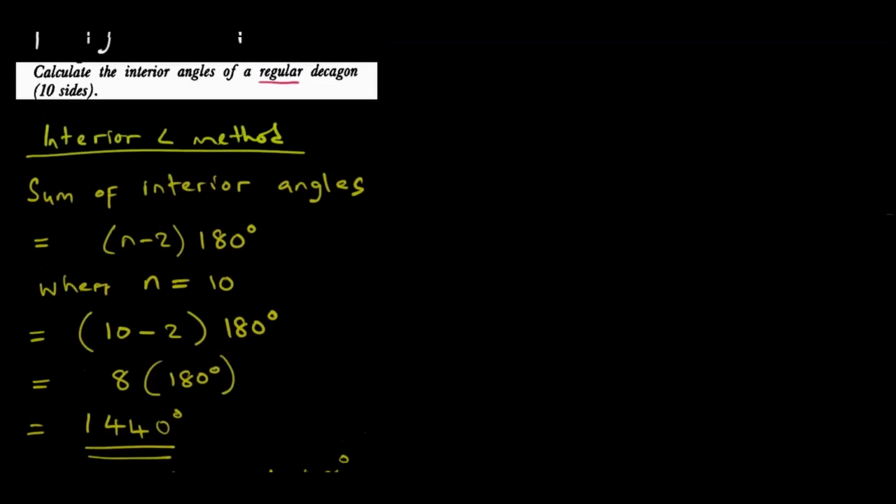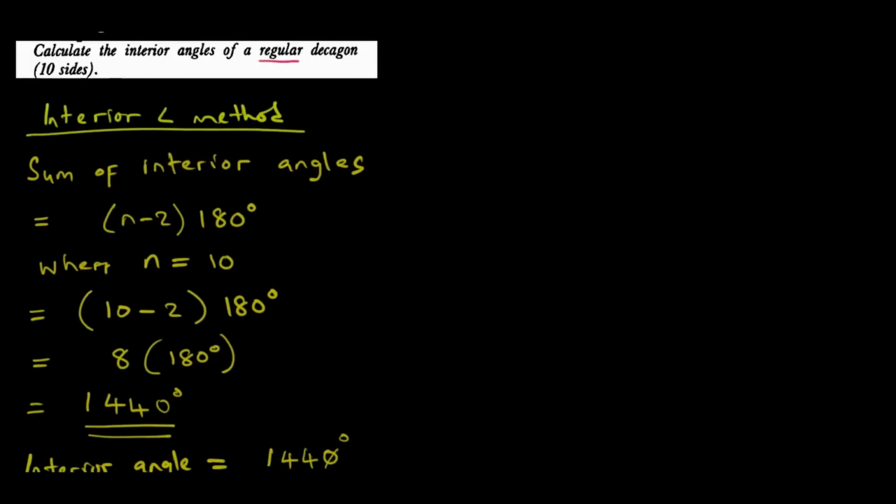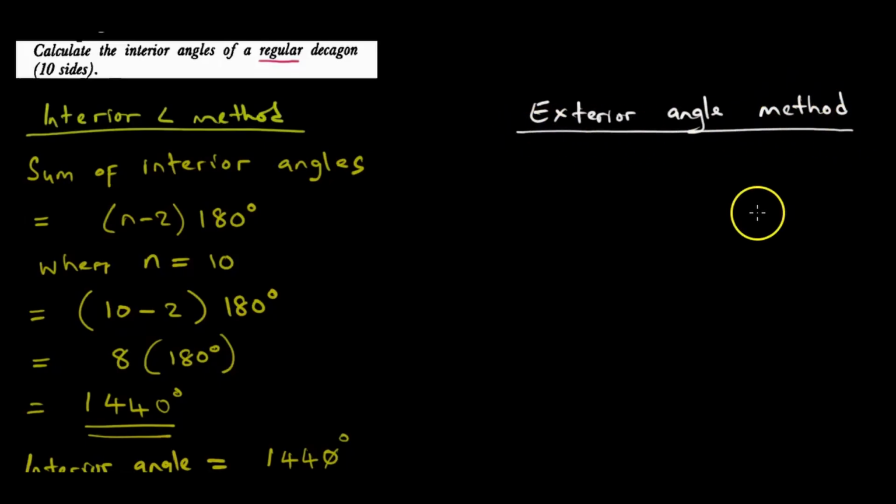Let us now apply what we have learned in today's lesson. Of course you have to choose which method to use, but if it were up to me, for questions I can answer with the interior angle method, I would just use the interior angle method. But let us use the exterior angle method. So what does the exterior angle method say? We have learned that the sum of exterior angles of any polygon is 360 degrees.